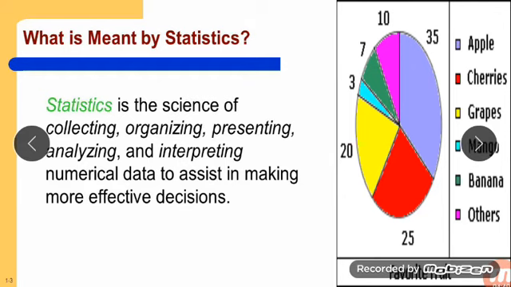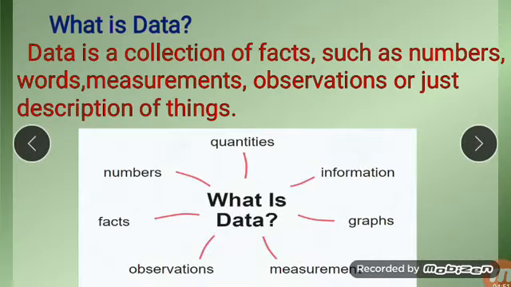So this is what statistics is. Let's understand what data is. Data is a collection of facts such as numbers, words, measurements, observations, or just descriptions of things. So data can be the collection of quantities, numbers, facts, observations, measurements, graphs, and information. Let's better understand the data here.